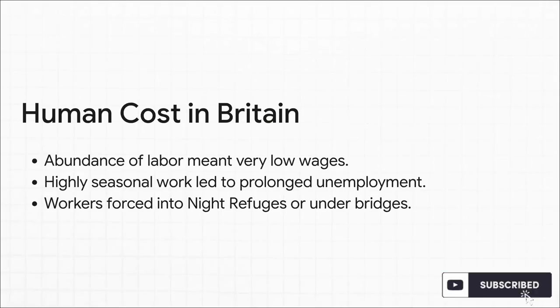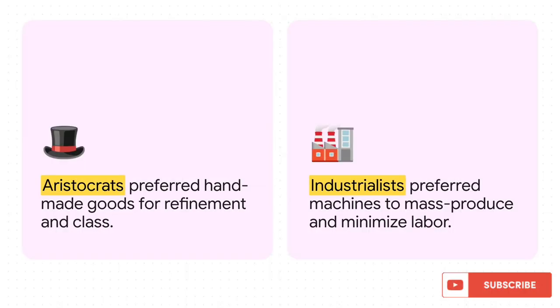Which brings us to the human cost. For the working class in Britain, this definitely wasn't an era of magic and wealth. It was a brutal struggle. The sheer abundance of labor, we're talking poor peasants flooding into the cities, meant wages stayed incredibly low. Plus, work in many industries was highly seasonal. So after a busy season, workers faced prolonged, scary periods of unemployment. Just to get by, many were forced to sleep under bridges or rely on night refuges and casual wards. It was tough.